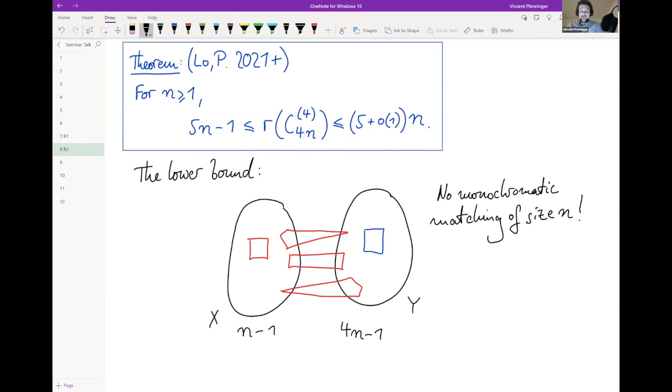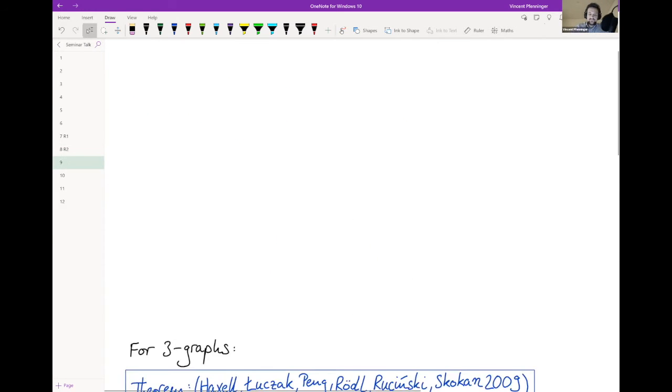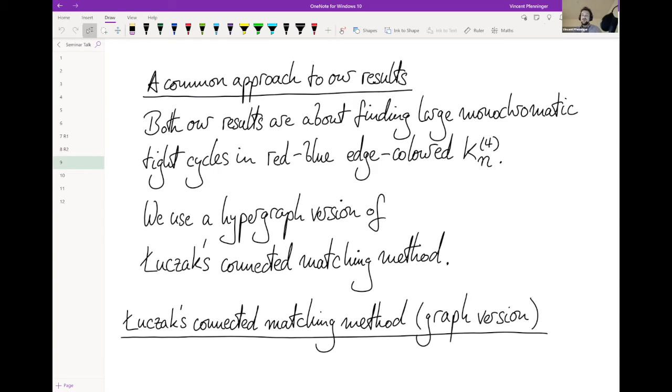Okay, so now I will talk a bit about the proof, how we prove these sort of results. So a common approach to our results. Both our results are about finding large monochromatic tight cycles in red-blue edge-colored complete 4-uniform hypergraphs. So what we use is a hypergraph version of what is called Bousquet's connected matching method. This is a method that reduces finding monochromatic cycles to finding what are called connected monochromatic matchings.